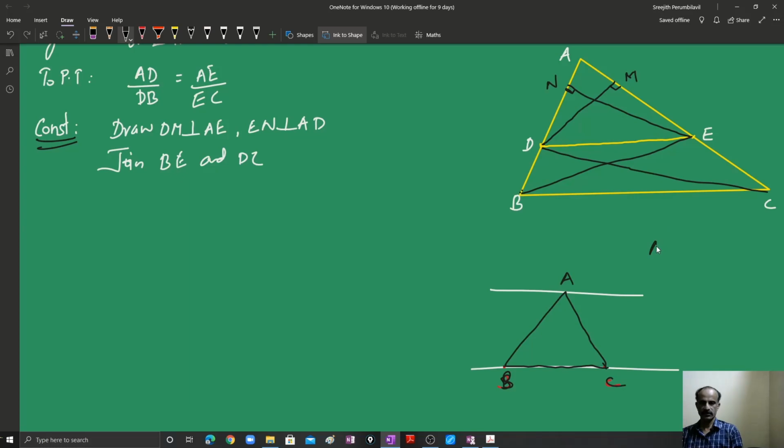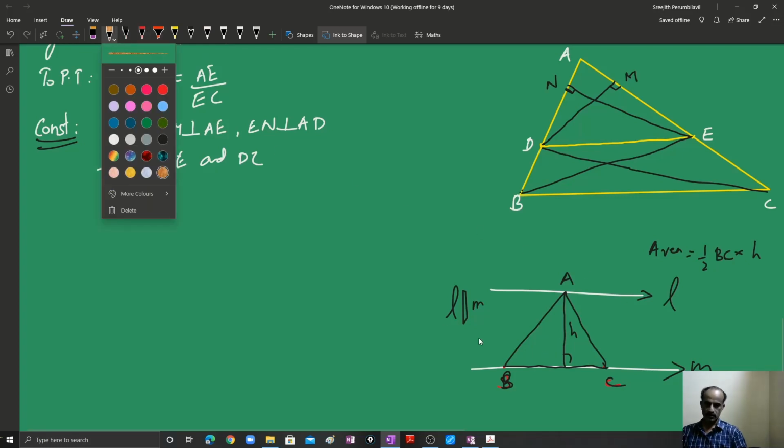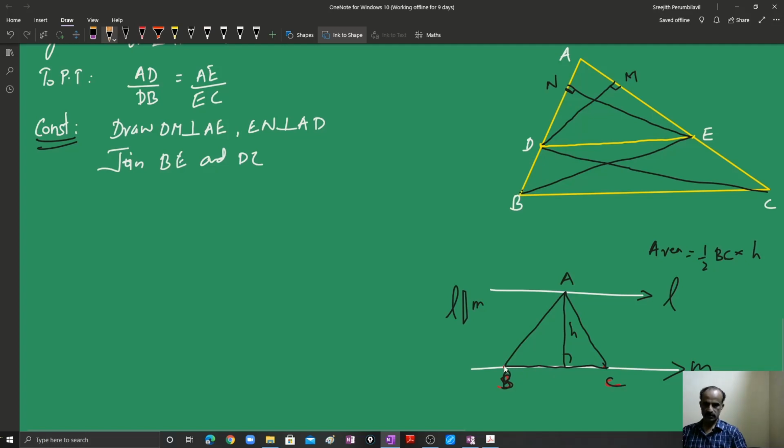What is the area of triangle ABC? Area is equal to half into base, BC, into its height. What is that height? Height is the distance between two parallel lines. Suppose these two lines are parallel. I am considering these two lines are parallel, that is, L is parallel to M. Now I am considering another triangle, that is BEC. What is the area of that triangle?